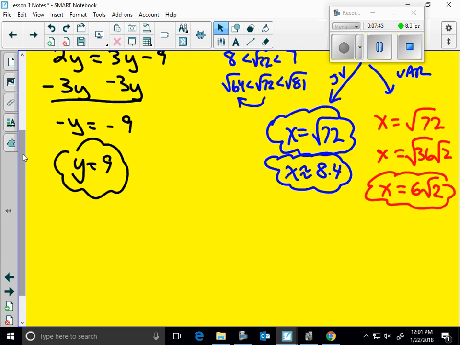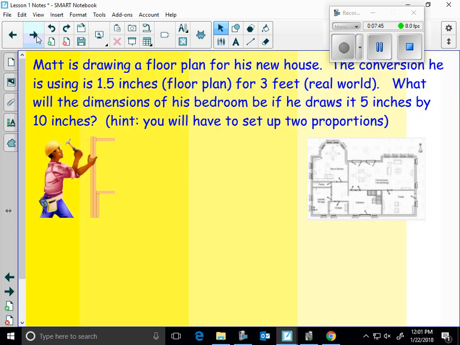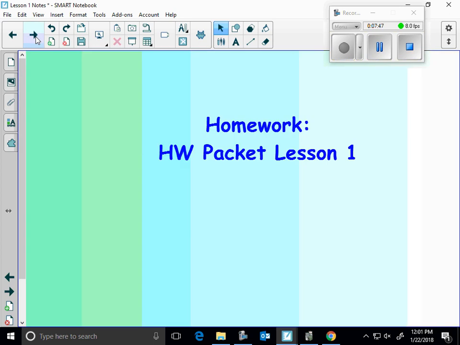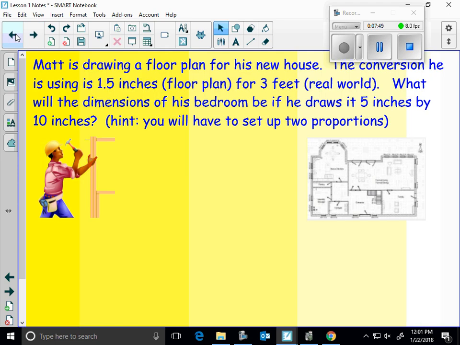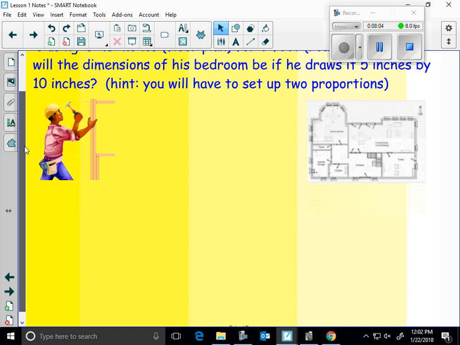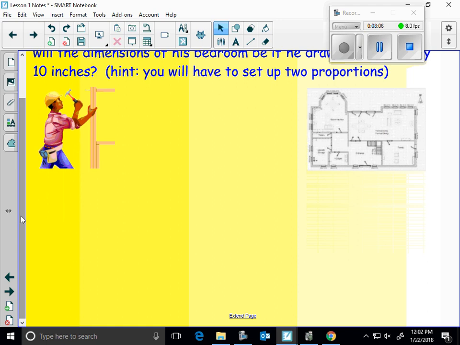Hopefully I didn't go too quickly, but if I did, go back and rewatch it. All right. Let me look forward here. Yep, just one more. Matt is drawing a floor plan for his new house. The conversion he is using is 1.5 inches for every 3 feet in the real world. What will the dimensions of his bedroom be if he draws it 5 by 10? Okay, so remember, 1.5 inches per 3 feet.